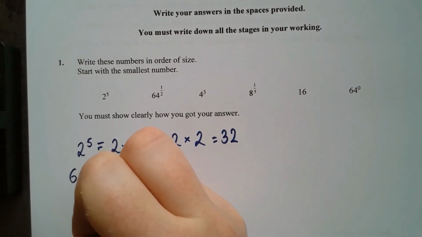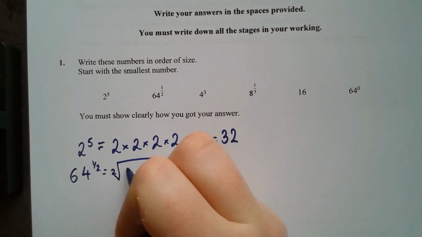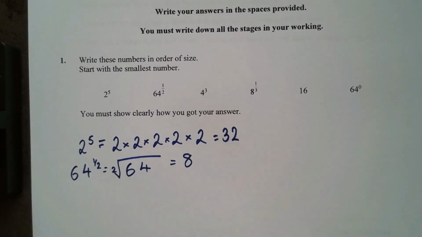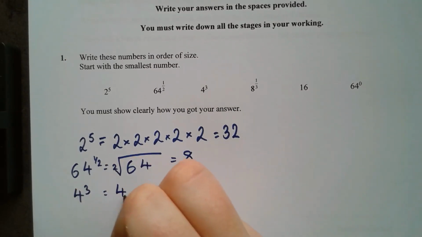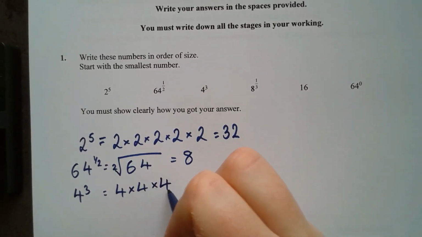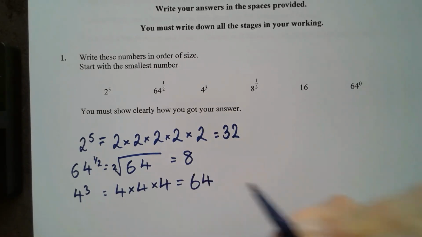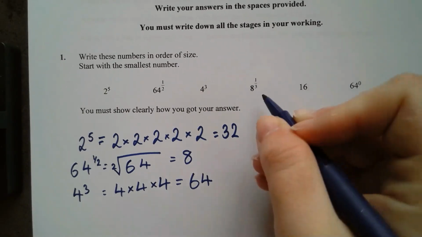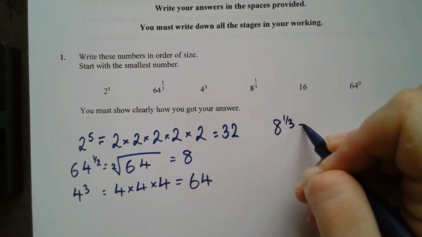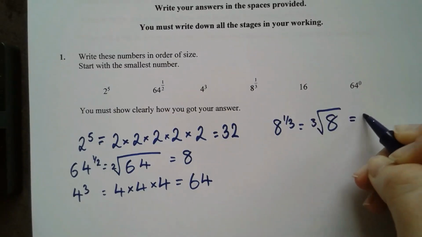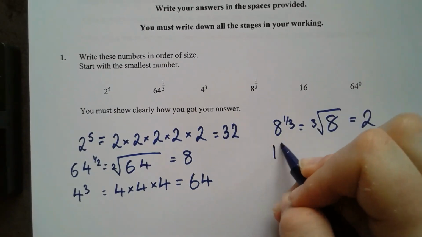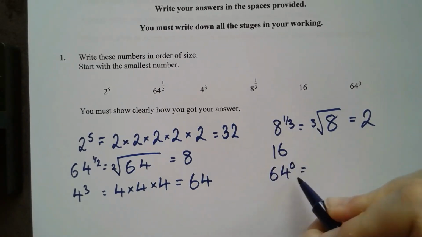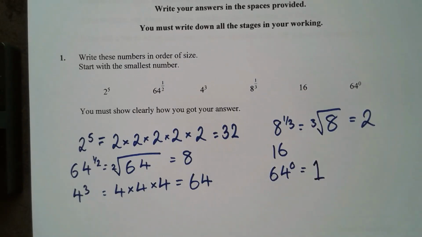64 to the power of 1/2 means the square root of 64, which is 8. 4 to the power of 3 means 4 multiplied by 4 multiplied by 4, which is not the easiest one to do, but is 64. 16 is just 16. Oh, I've missed 8 to the power of 1/3. This is the cube root of 8, which is 2. We've then got just 16. And then 64 to the power of 0, well, anything to the power of 0 is 1.